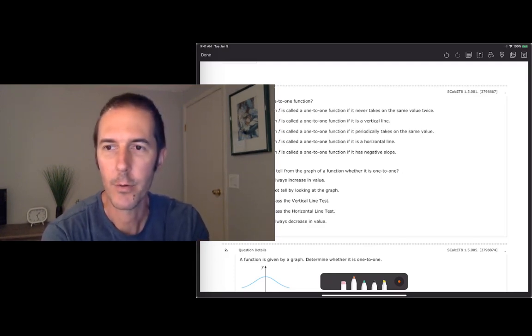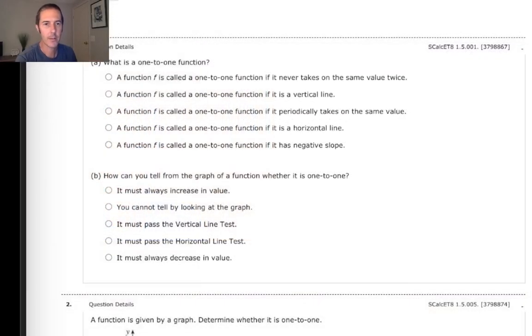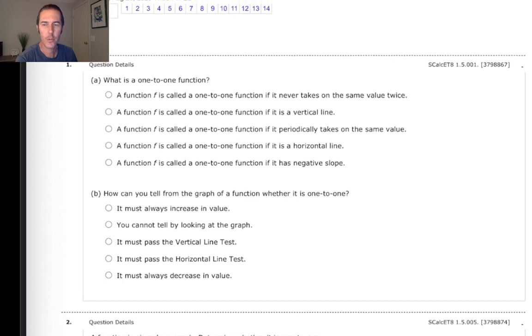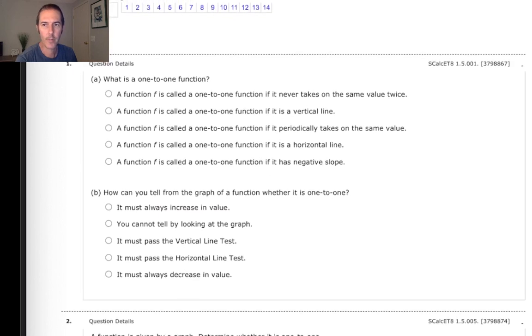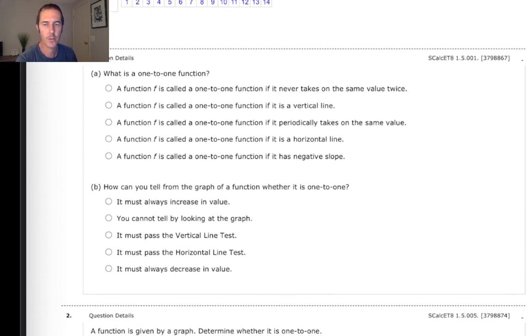And so without further ado, let's have a look at problem number 1. So this first question is asking us about a one-to-one function, and you could definitely just jump on the web and search what is a one-to-one function. You could without a doubt dip into your ebook and find out what a one-to-one function is.